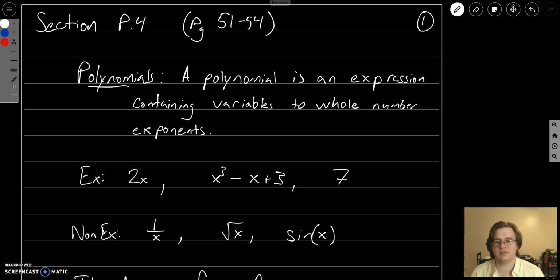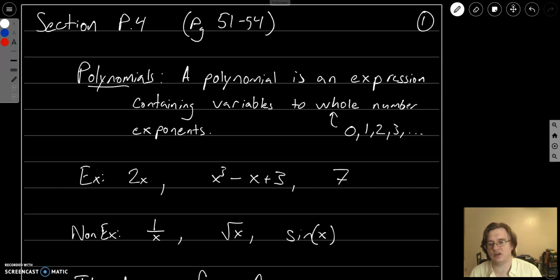number exponents. And remember, whole numbers are things like 1, 2, 3, and so on, but they also include 0. So no negatives and nothing in between these integers. So no 1/2, no square root of 2, just these nice whole numbers.